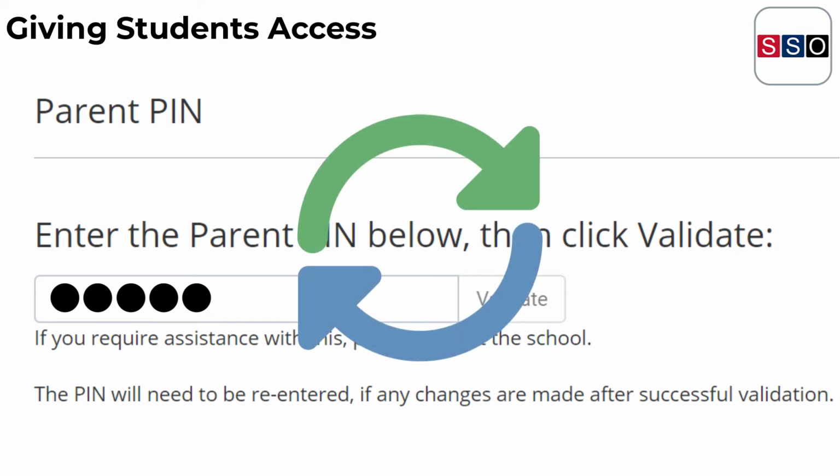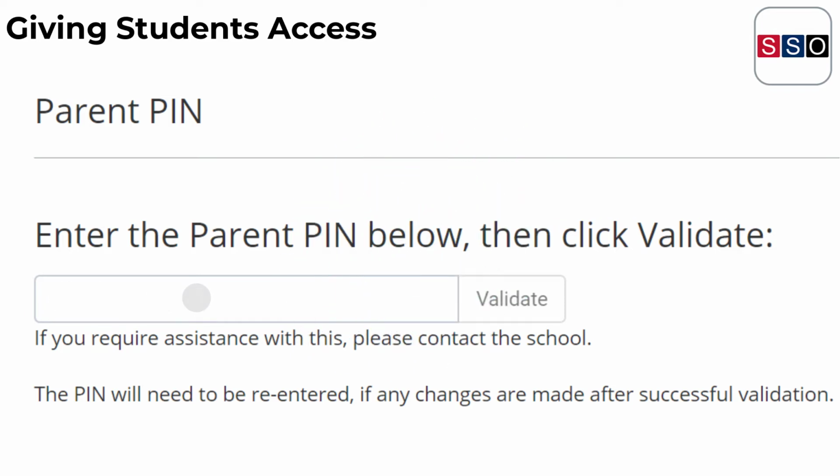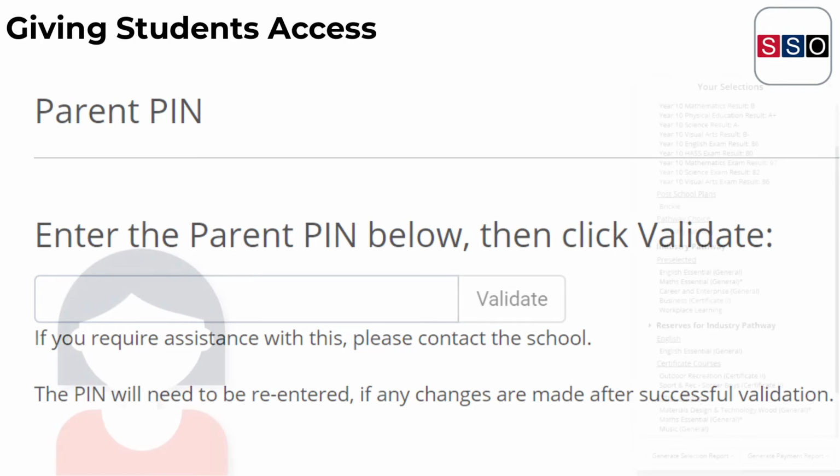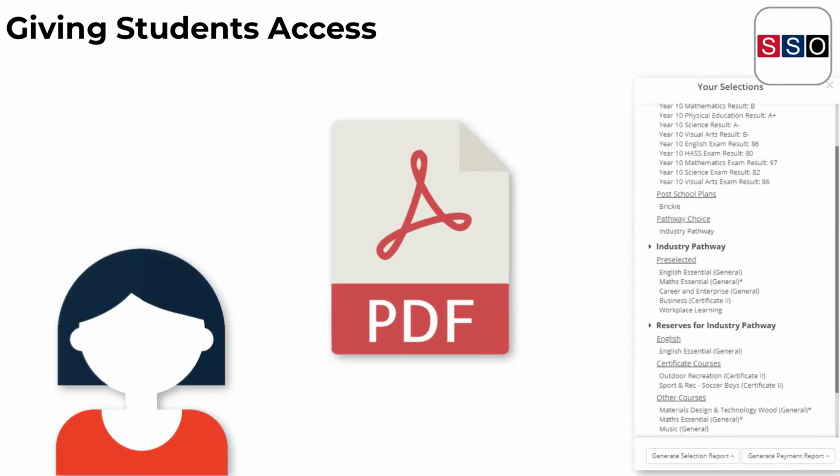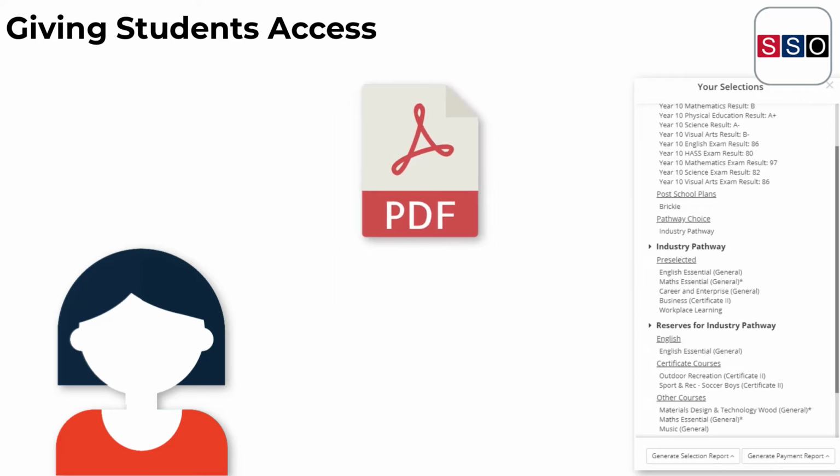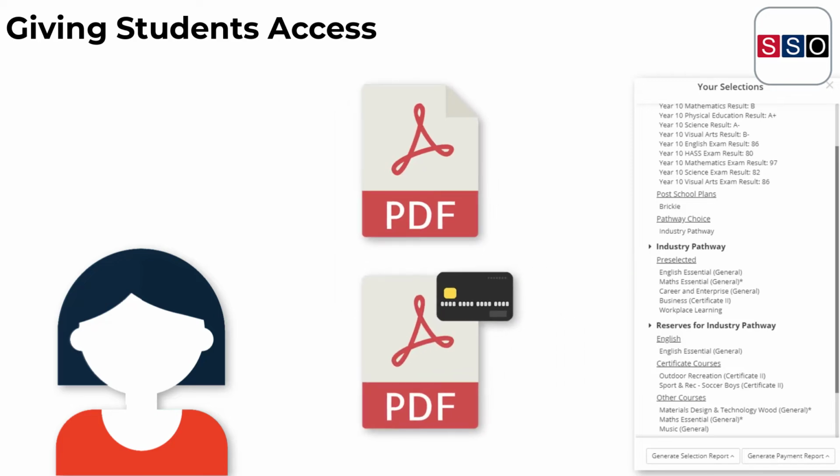If any changes are made after this, the PIN will drop out and will need to be re-entered by the parent. Students can download a PDF of their completed selections, and if there are any payments associated with the selections, a payment report will be generated at the end of the selection process.